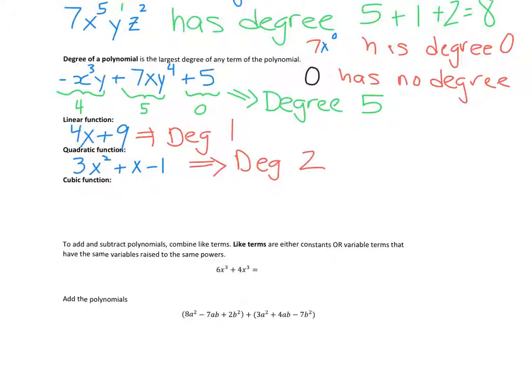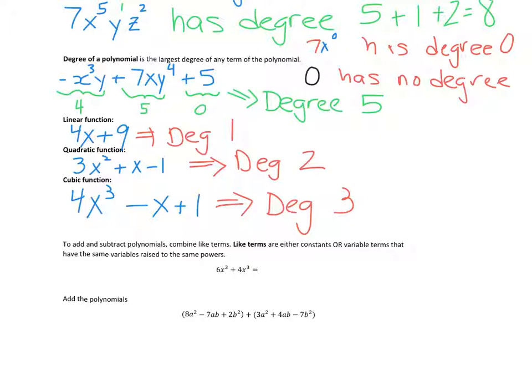So degree 2 for quadratic. Cubic, think 3, so maybe like 4x cubed minus x plus 1, for instance. The highest degree is 3, so this is a cubic function. All right, so we have some special names for 3 of them. And then degree 4, we don't really have a special name for that.